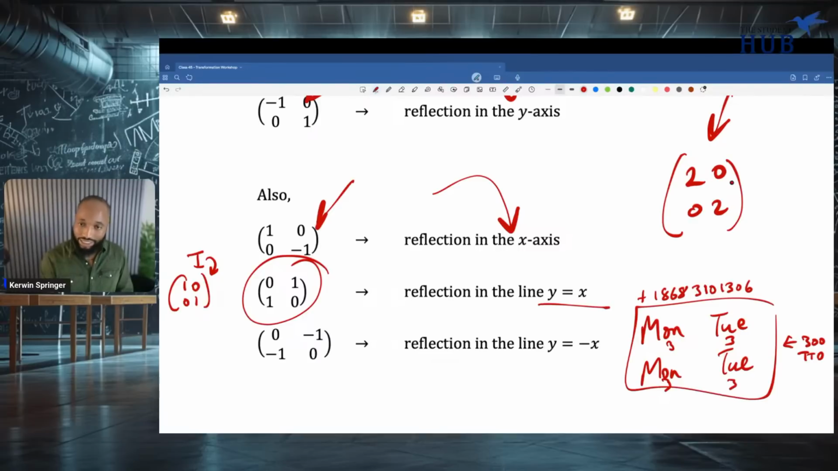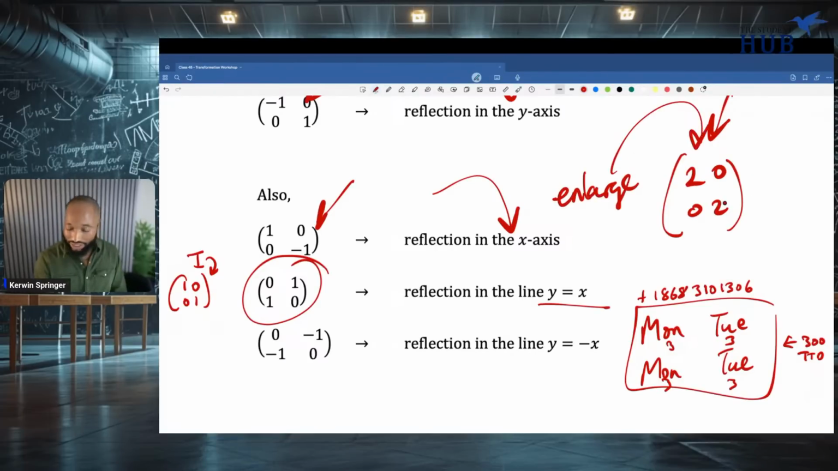Okay, so yes, this is not a reflection in the line y equal to negative x. This is an enlargement. Good job, Zach. This will enlarge, and the scale factor will be 2.